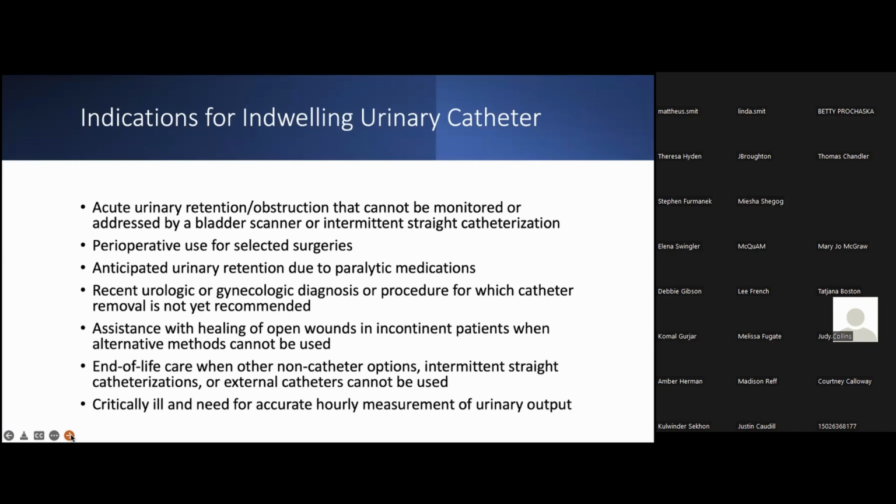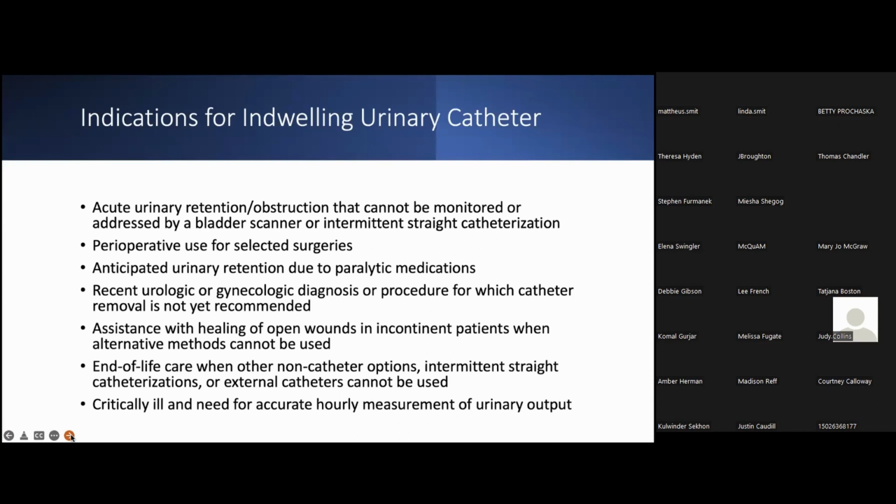Now, we also, just like with CLABSIs, want to make sure that we're only using these indwelling urinary catheters for specific reasons, right? Where there's medical need and necessity to do that. Again, it should not be a point of convenience. So maybe I've got an incontinent patient with a massive wound tear, or they're on a wound vac as an example because they've got a wound, right? That may be an example.